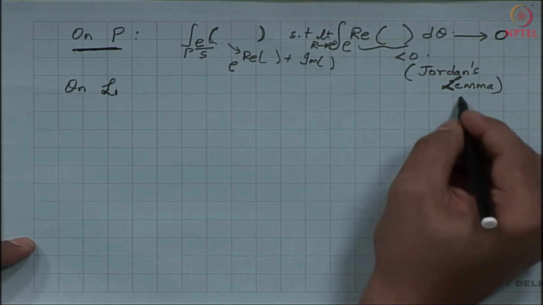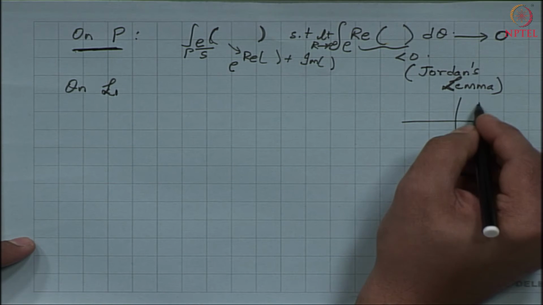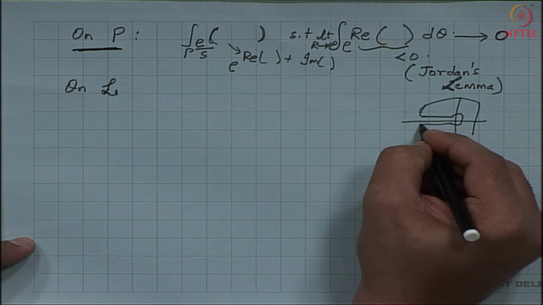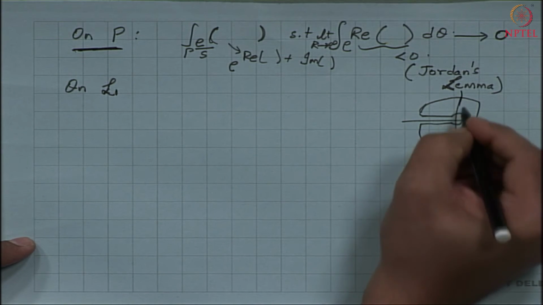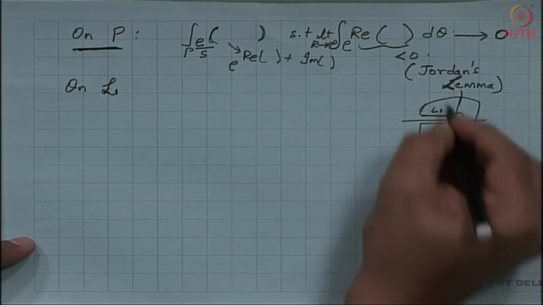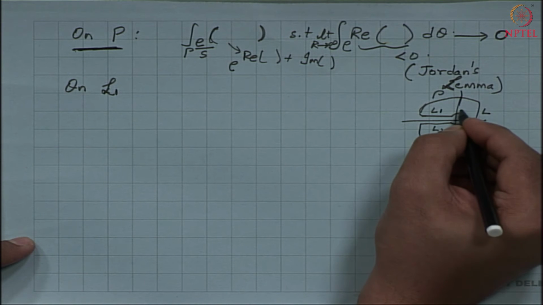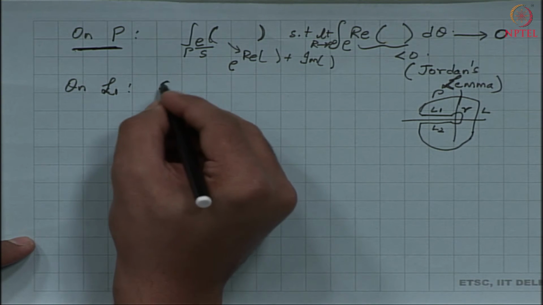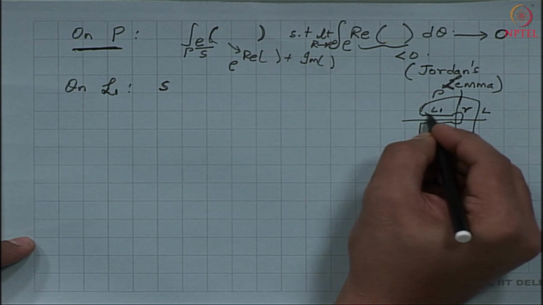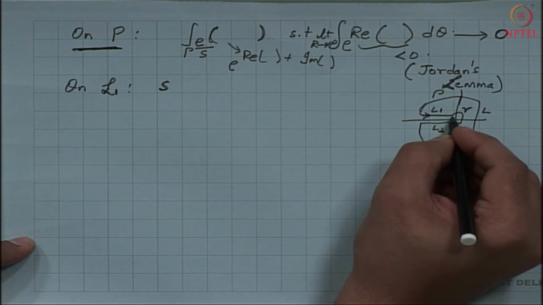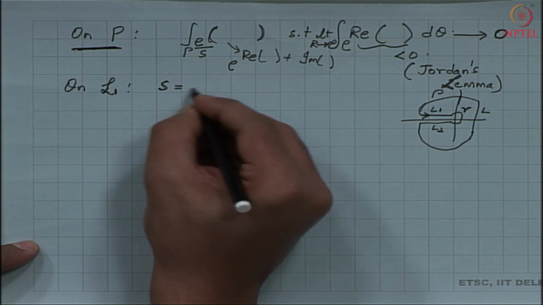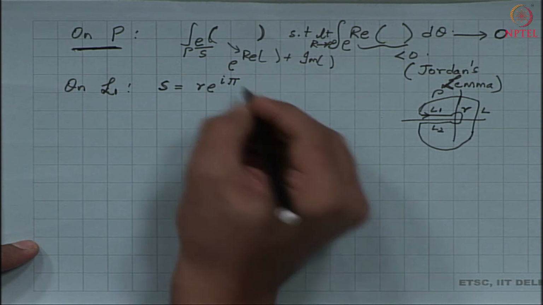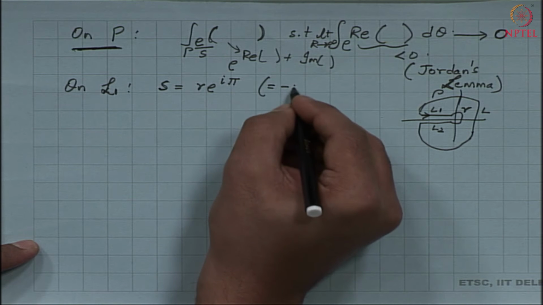Okay. So, again I am drawing this curve again, exaggerating my contour. I have line L1, this is line L2, this is gamma, this is line L, and this is small gamma. So, on L1 let me choose my variable s. This time we are traversing from negative infinity to 0. So, let us choose my s to be r e to the power I pi. This is also equal to negative r.